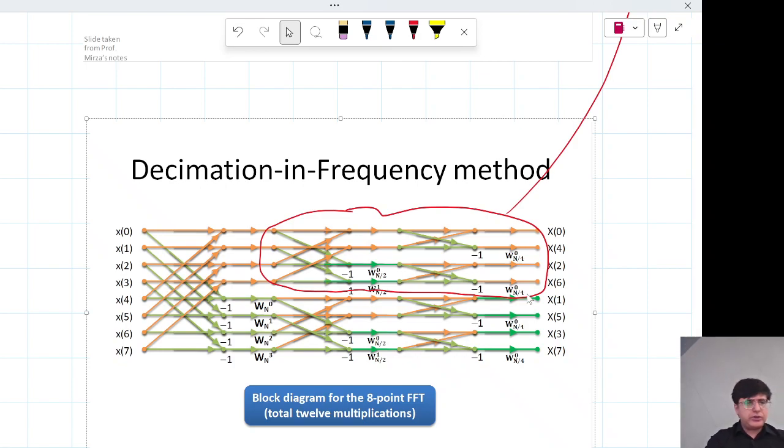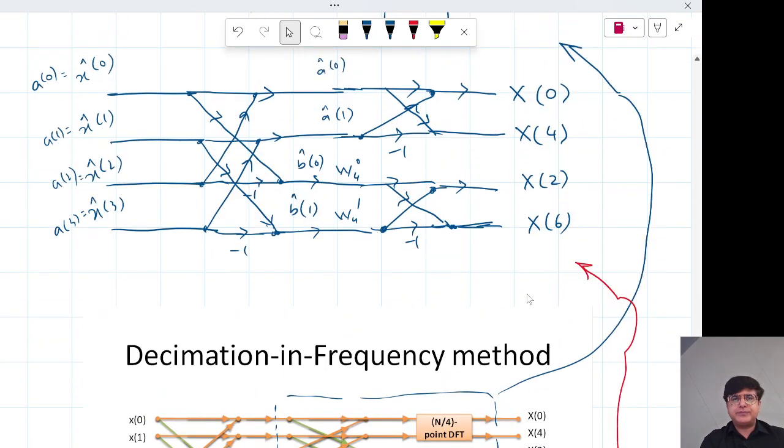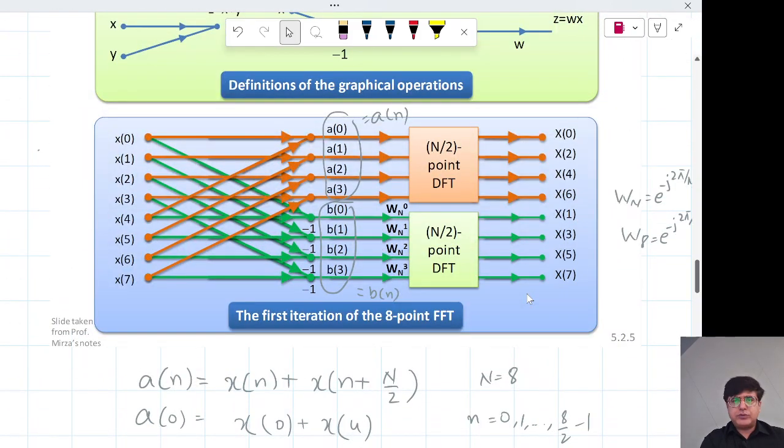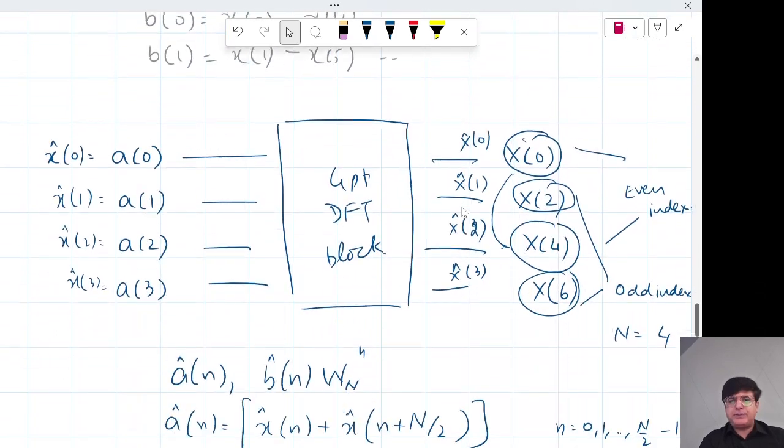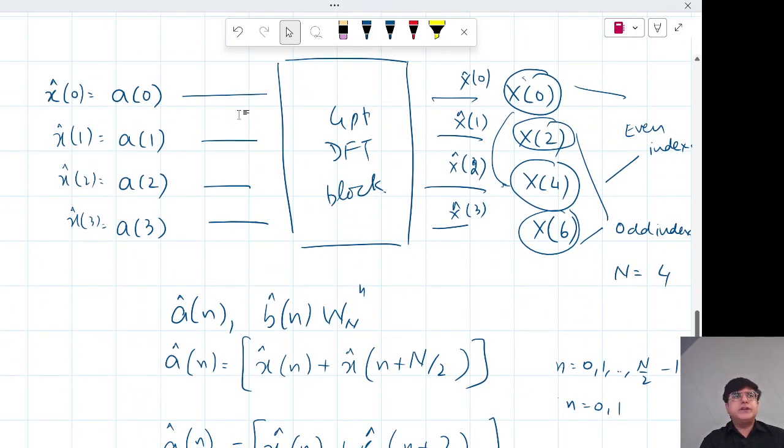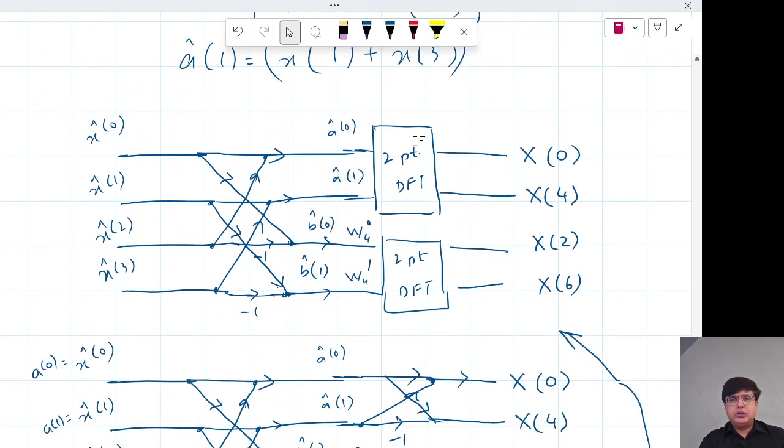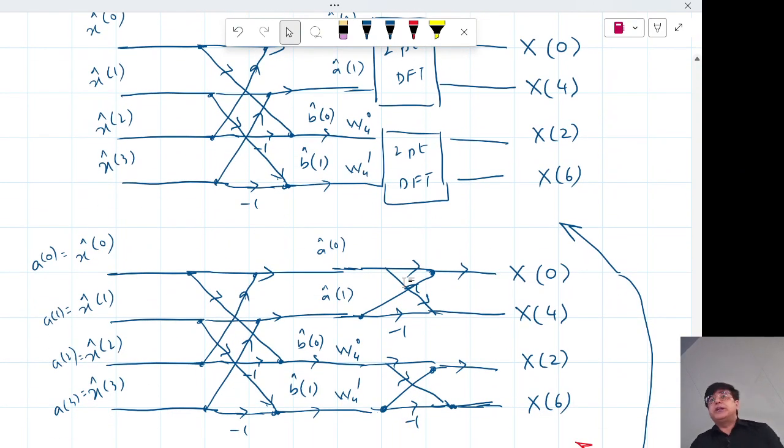So you can see, you started with an 8-point DFT. You broke it up into two 4-point DFTs, right here. This was two 4-point DFTs, right? And then you broke these two 4-point DFTs up recursively further into two 2-point DFTs, and we know what the 2-point DFT is. Clear?